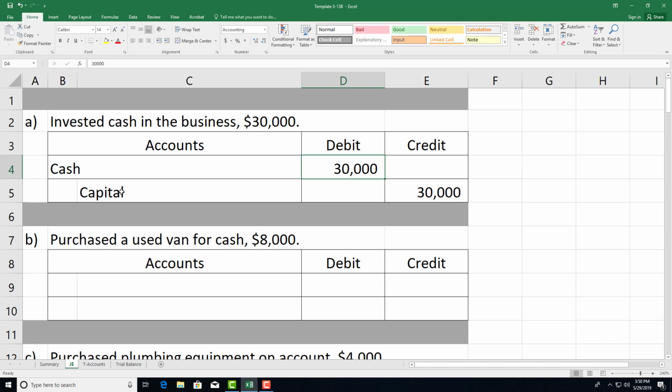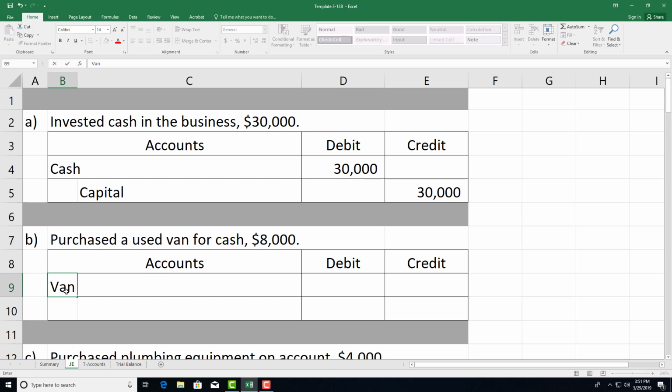If we had a computer accounting program, we would enter it once and it would automatically put the information in two different places at the same time. But when we're doing this using Excel, which isn't true accounting software, we literally have to type it ourselves in two different places. Transaction B, purchased a van for cash.